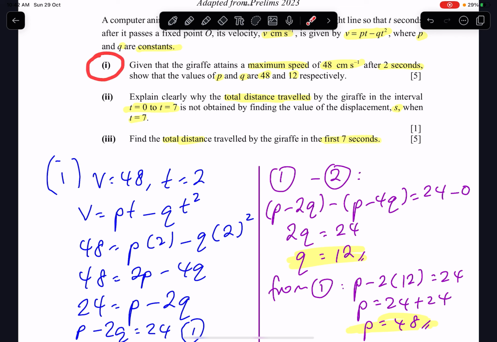Now, to do the first question, we need to know that at max speed, the derivative will be equal to 0, meaning dv/dt is 0. Velocity and speed have the same numerical values, so the derivative of speed is also the derivative of the velocity. That will be 0 because this is at the stationary point, at the max point. Okay, so that's the first thing. Second thing is at v equals 48, t is 2. So you need to develop two equations and solve them simultaneously.